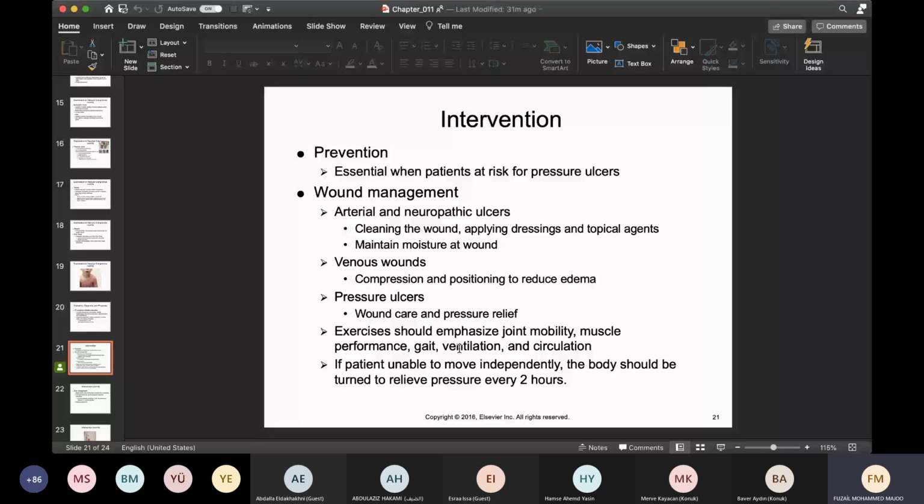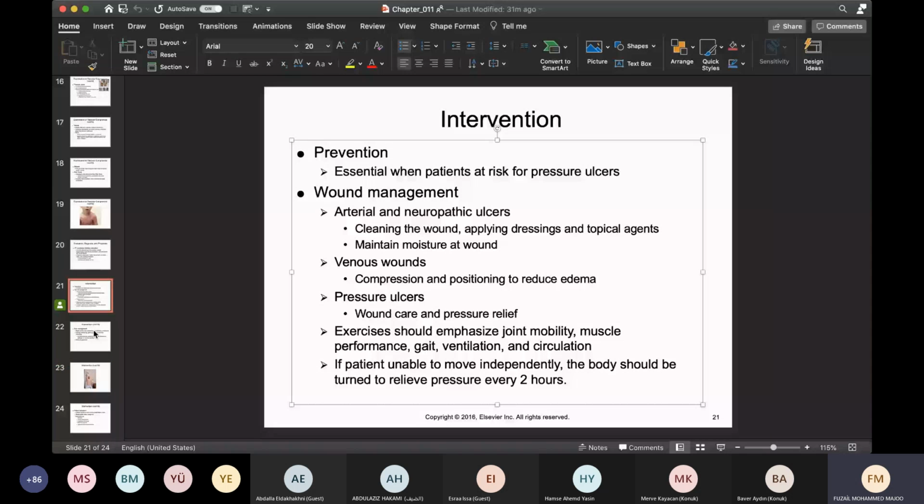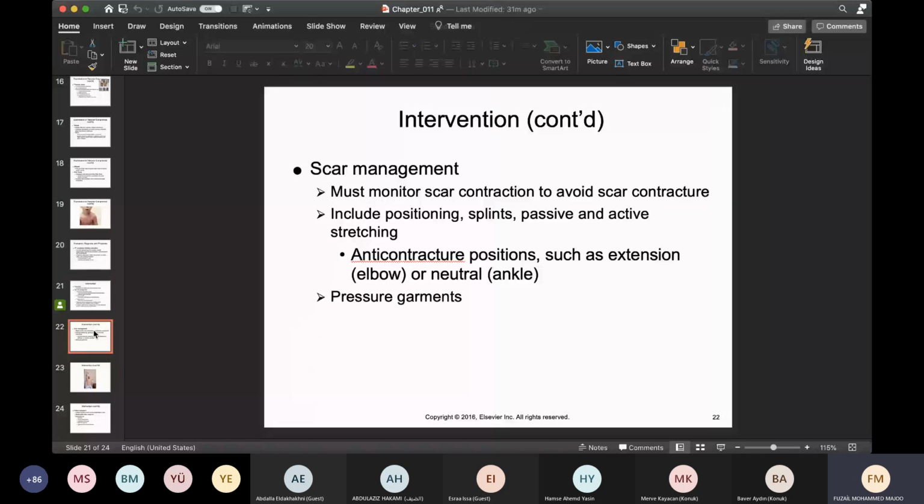Exercise that you prescribe should emphasize joint mobility. Aside from that, muscle performance, gait, ventilation, as well as circulation. If the patient's not able to move independently, then the body should be turned. You have to. So again, people that are comatose, or people that are paralyzed, you need to reposition them every 2 hours. This is very important to do. Extremely important. I can't stress that enough.